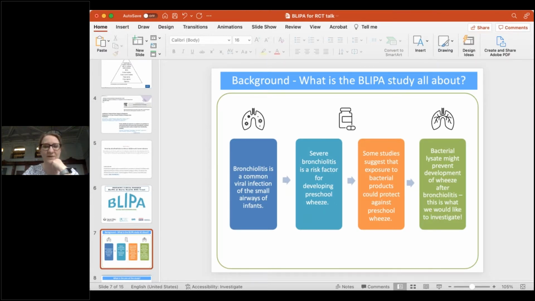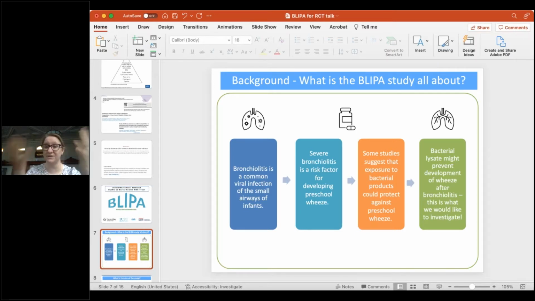And the theory behind it, the question we wanted to ask is, we know that bronchiolitis is common. We see it in lots of babies. We work in paediatrics, and we know that it's a common illness. But we know that severe bronchiolitis, and in particular RSV positive bronchiolitis, is a risk factor for developing preschool wheeze. And then there was some other information that said, actually, if you give some bacterial products, so lysates, basically bits of mushed up bacteria, this could potentially prevent preschool wheeze.